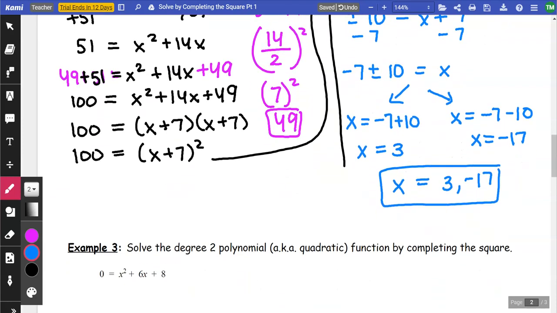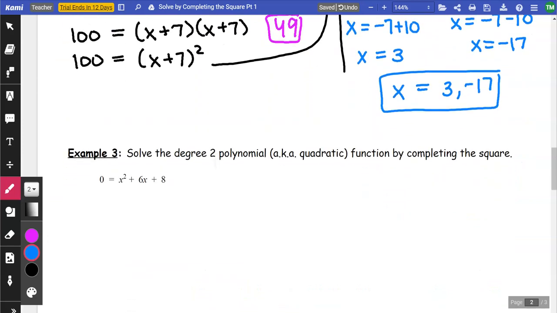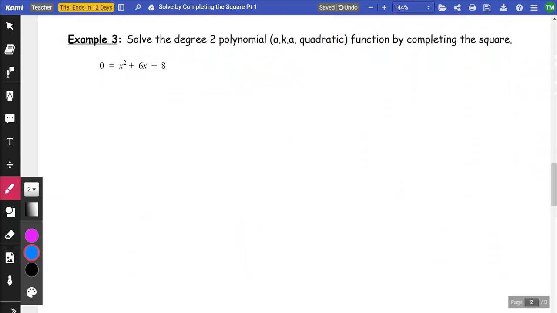And let's do one more example together. Solve this degree 2 polynomial by completing the square, just like we did before. This equation is kind of nicer because it's already equal to 0 for us. So because of that, we're ready to isolate the x squared and 6x term. So I'm going to subtract 8 from both sides. 0 minus 8 is negative 8 equals x squared plus 6x.